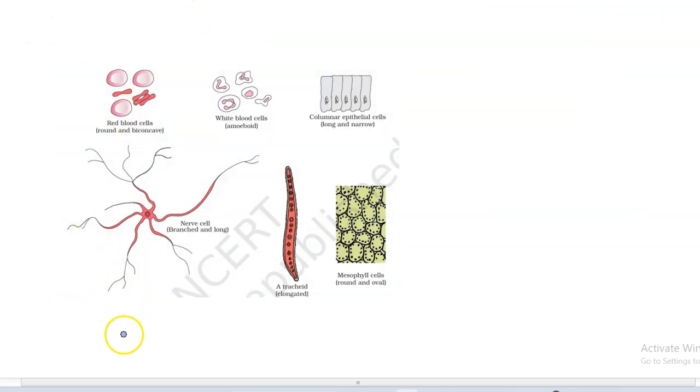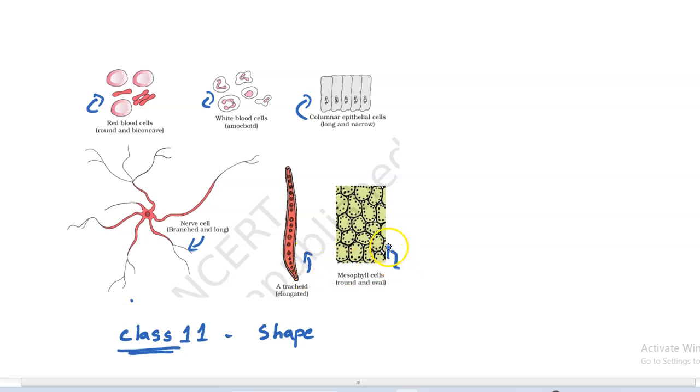Let us consider class 11 cells. Here, these examples are used to explain the shape of the cells. Red blood cells appear round and biconcave. WBCs have amoeboid shape. Columnar epithelial cells are long and narrow. Nerve cells are branched and long. And these 4 examples are animal cells. Whereas tracheid is elongated and mesophyll cell is round and oval. These 2 are plant cells.